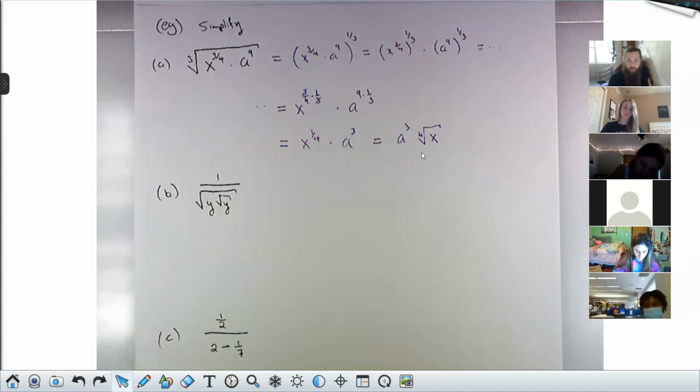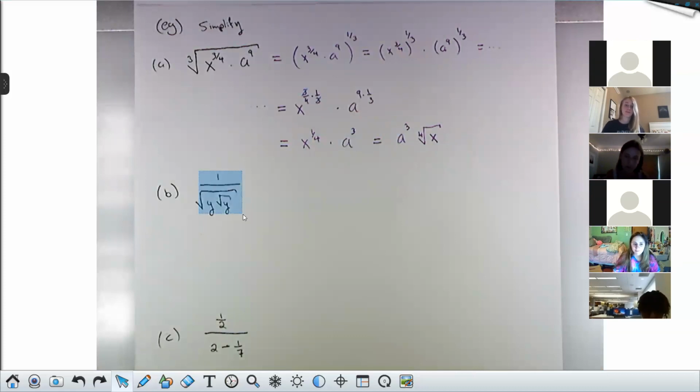Okay, a little bit tricky, right? Even if we know this stuff, it's a little bit tricky to apply it, and that's why we want to practice. Who can help me with the second problem?